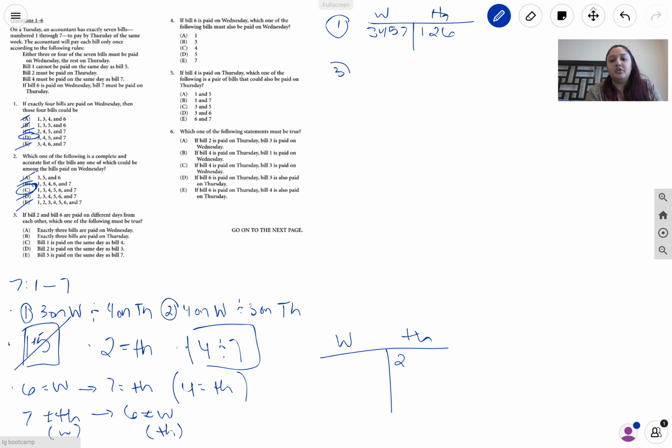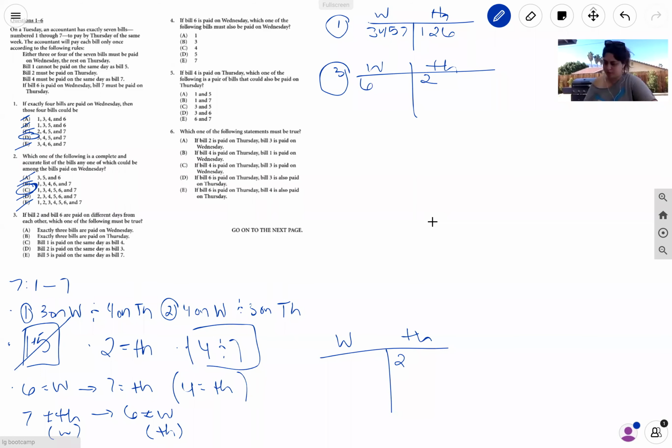The first thing I do is draw my diagram and see if I can fill out anything else on my diagram. So we know that 2 has to be on a Thursday, right? So that means that bill 6 must be on a Wednesday because this question is introducing the condition that they're paid on different days. So for this specific question, I'm going to put 6 on Wednesday and leave 2 on Thursday. If 6 is on Wednesday, where does that put 4 and 7? Thursday.